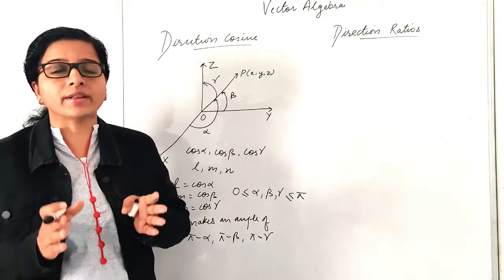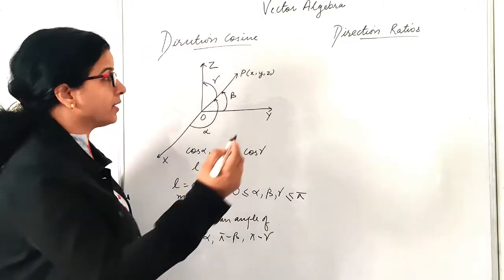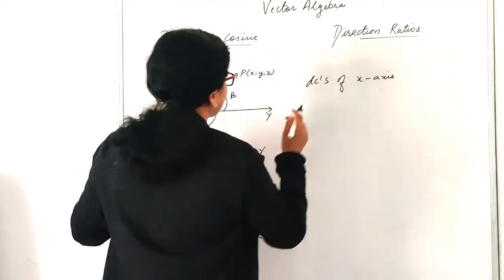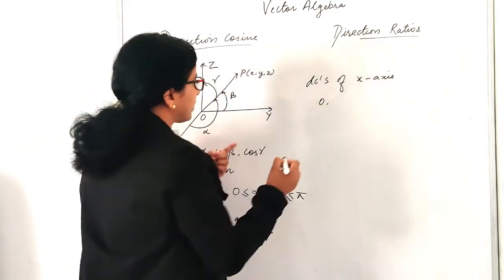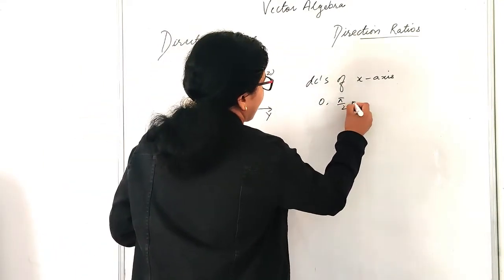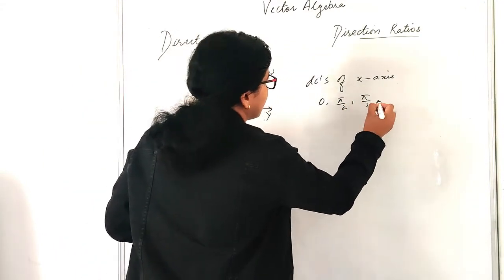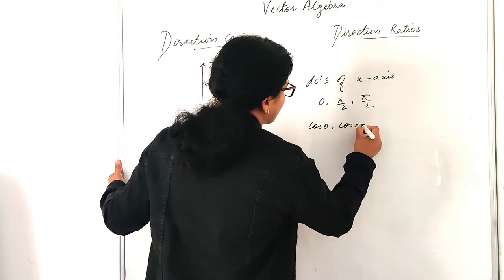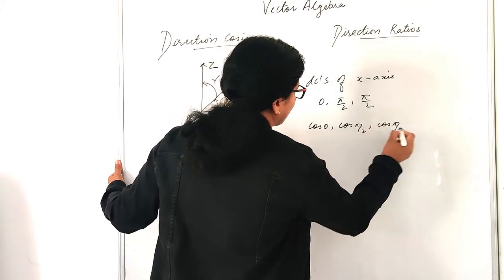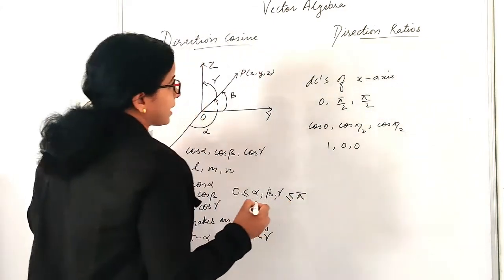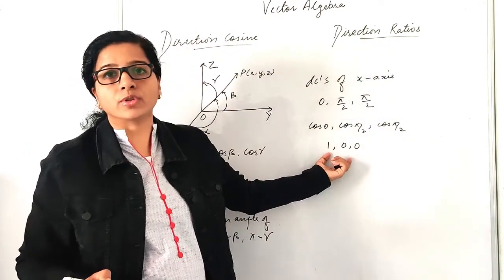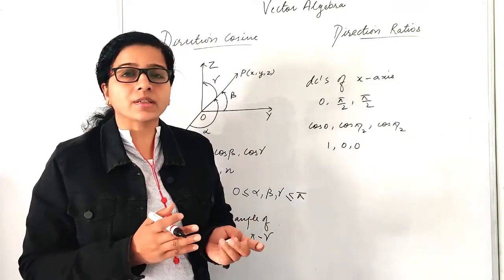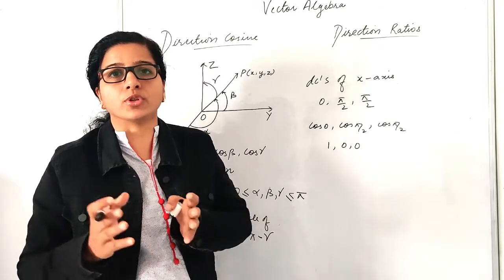Now if we want to check the direction cosines of the x-axis, right? So we are talking about DCs of the x-axis. The x-axis makes an angle of 0 degrees with the x-axis, 90 degrees with the y-axis, again 90 degrees with the z-axis, right? So what will be my DCs? Cos 0, cos pi by 2, cos pi by 2, right? So it will become 1, 0, 0. So the DCs of the x-axis are 1, 0, 0. Similarly we can find them for the y and z-axis. So for the y-axis it will be 0, 1, 0 and for the z-axis it will be 0, 0, 1.